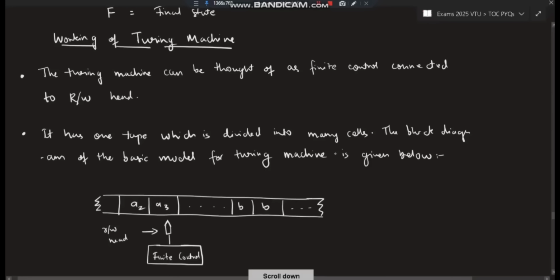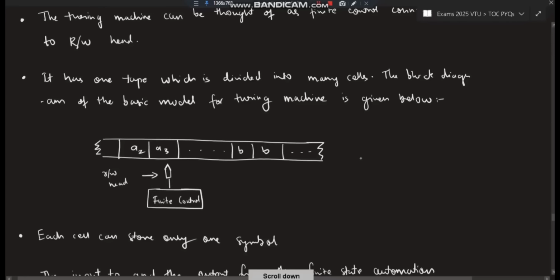After that, the working of Turing machine. The Turing machine can be thought of as a finite control connected to a read-write head. There will be a read-write head which will be connected and it will be moving. It has one tape which is divided into many cells. There are many cells divided and it is a single tape. So the block diagram of the basic model is given below. Here you have to make it like this: a tape, and here we will be writing the symbols A1, A2, A3, followed by blanks B, B, B, B, and so on.